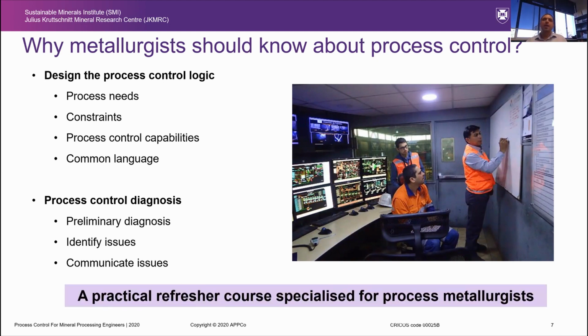Essentially, what we have been looking at is designing a refresher course, which is more practical for process metallurgists, that helps them refresh the basic concepts of process control. Because as far as we know, in many cases the chemical engineers or process engineers who have been educated in universities have done some level of process control courses, but often those have been taught by electrical engineers.